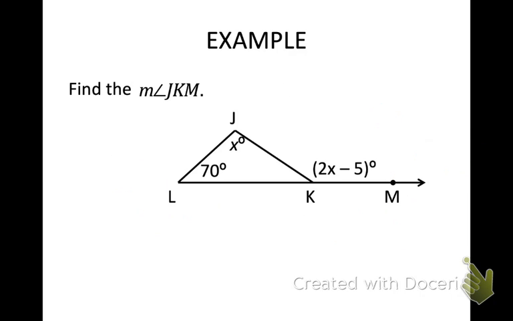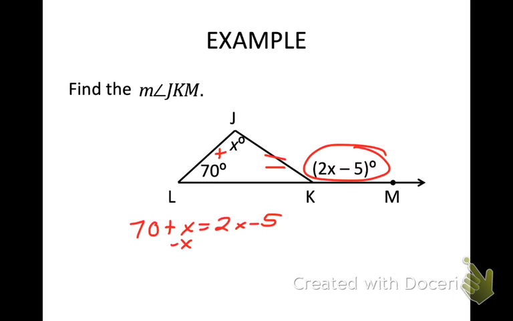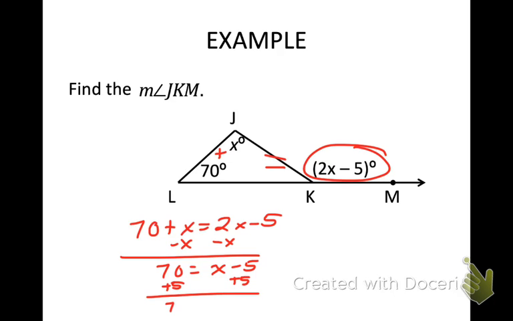So when you have algebraic ones like this, you will have to use the exterior angle theorem. So what does our exterior angle theorem tell us? The exterior angle is equal to these two added together. So there's your equation. 70 plus x is equal to 2x minus 5. Subtract x from both sides. 70 is equal to 1x minus 5. Adding 5 to both sides gets us 75 is equal to x, but we're not done.